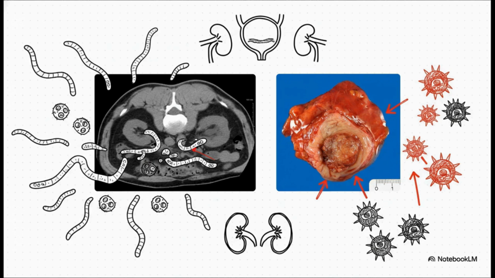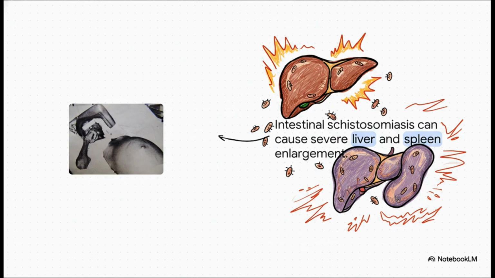Over time, this can block the urinary tract, cause kidney failure, and it's a major cause of a really aggressive type of bladder cancer. Then you have the intestinal form. This one's main target is the liver and spleen. The parasite's eggs get lodged in the liver, and that causes massive inflammation and scarring. And over a long period, this damage leads to organs getting dangerously enlarged. It can cause internal bleeding, and it can absolutely be fatal.